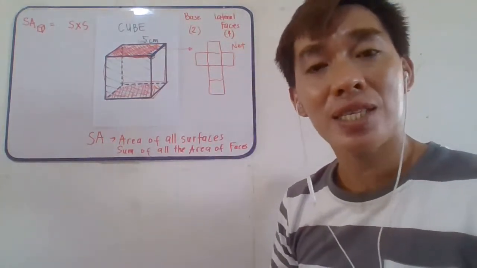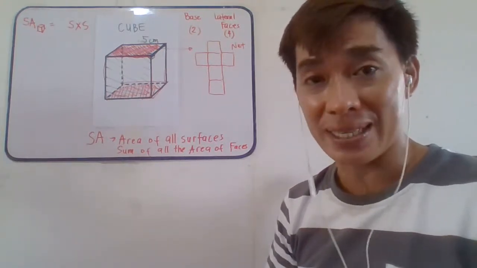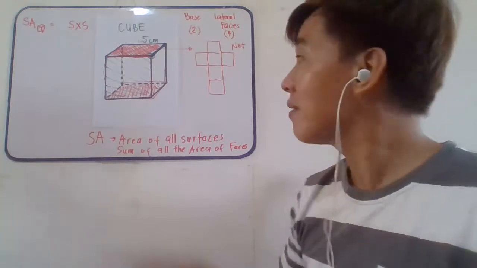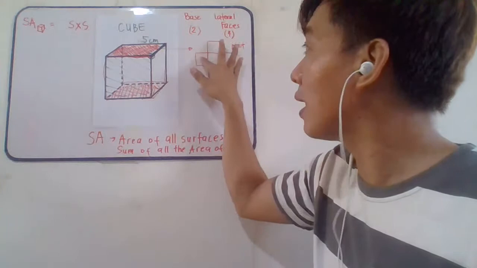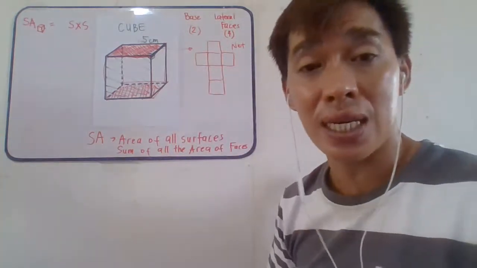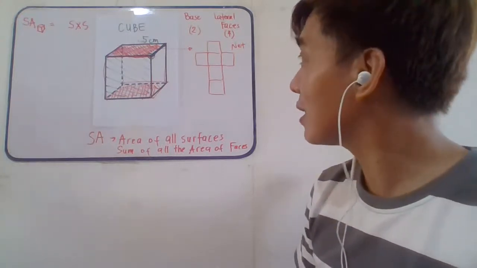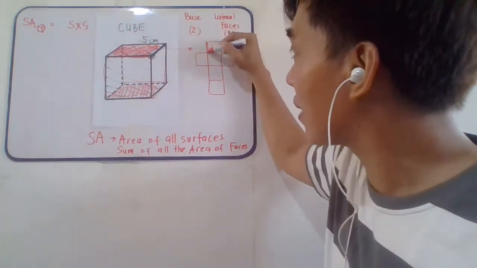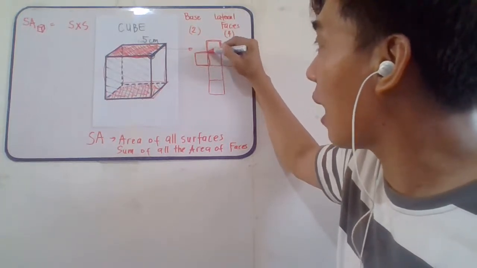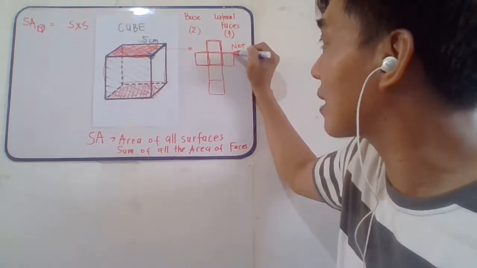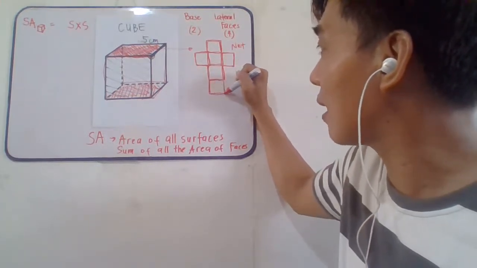So when we say surface area, all you have to do is get the area of all the faces. Remember, because this is a cube, all the faces or surfaces here are equal, or congruent, or the same. So the next thing you have to do is get the area of the first face, and that's also the area of all the other faces.